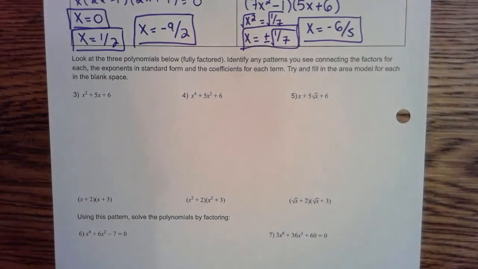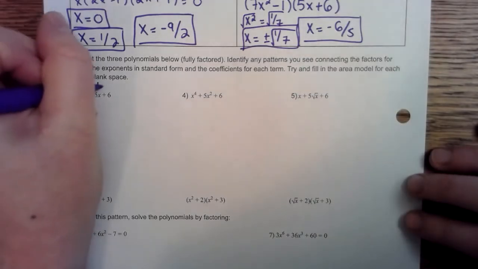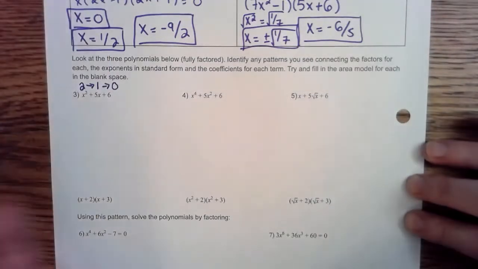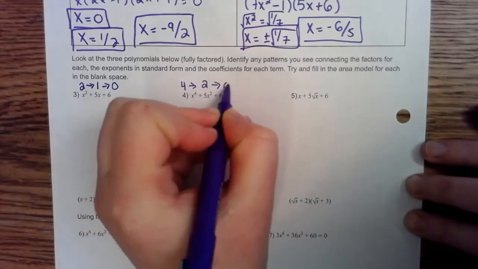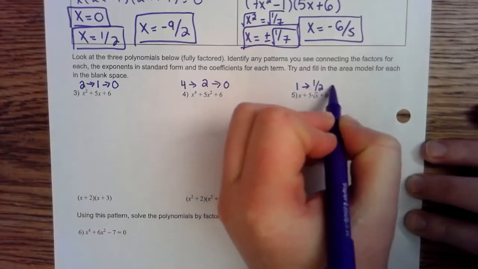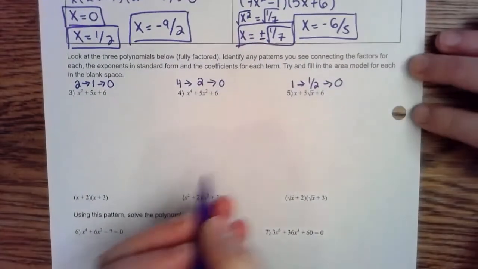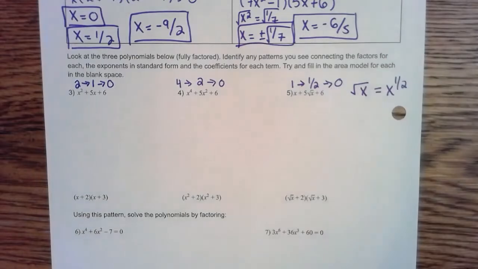So let's just look at these. So this exponent is 2. This one is 1. That exponent is 0. This exponent is 4. That's 2. And that's 0. This one is 1. This is actually an exponent of 1/2, and this is an exponent of 0. Just letting you guys know as a review, I can rewrite that as x to the 1/2.